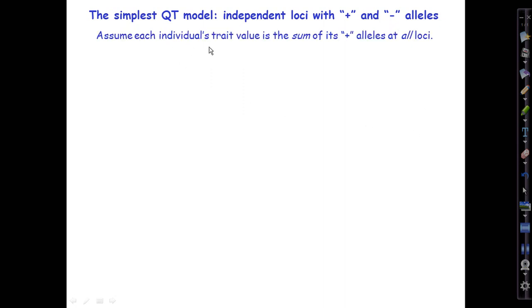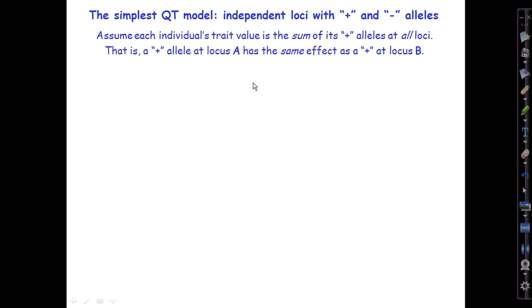We then assume each individual's trait value, as I just implied, can be represented or thought of at least as the sum of all its plus alleles at all the loci that have effects on the trait, which may be many and is at least a substantial handful. We could also, of course, write the trait value and think of it as the sum of all the minus alleles. That's really the same thing, just with the sign reversed.